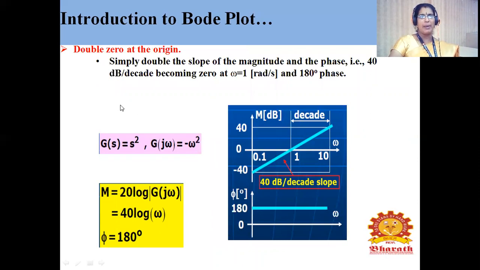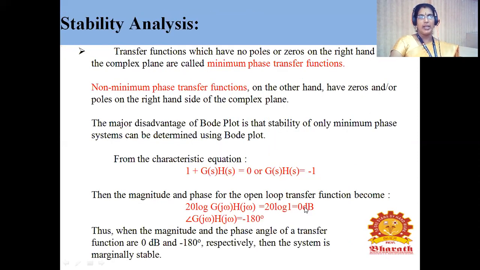So the same thing which has happened for derivative factor, that is double zero at the origin. For example, if you are taking s square in the numerator, then what will happen for s 20 decibels, the other s it will be 20 decibels. 20 plus 20 is 40 decibels per decade, for omega is equal to 1 radians per second, and angle is 90 plus 90 will become 180. So 40 log of omega, for different values of omega will be obtaining the magnitude, and for phi it is 180 degree. You can see the response here, it is varying from minus 40 to plus 40. This blue line is a representation of 40 decibels per decade slope, and this is nothing but the angle, which is nothing but 180 degree.